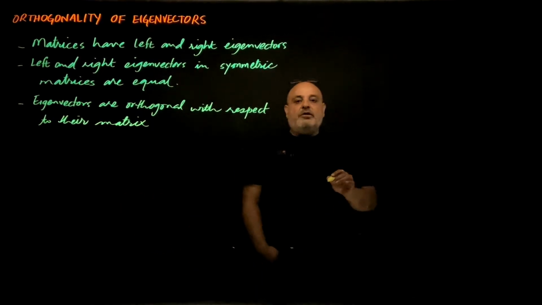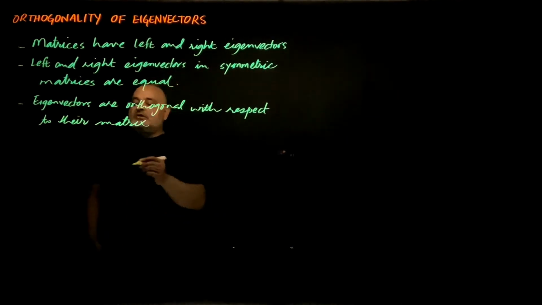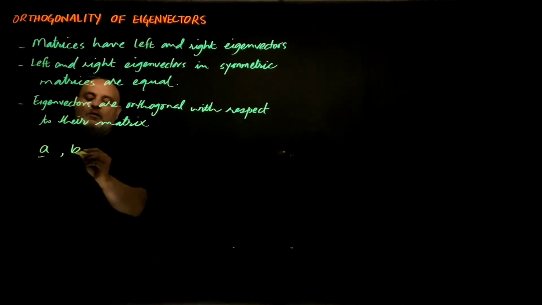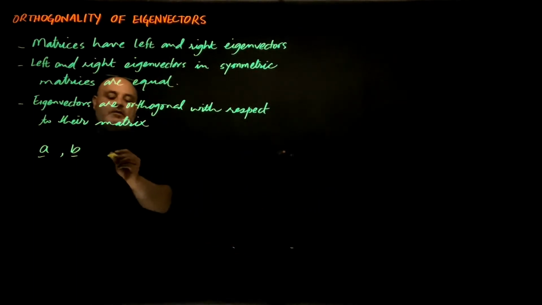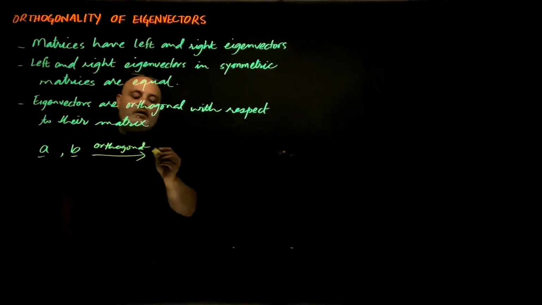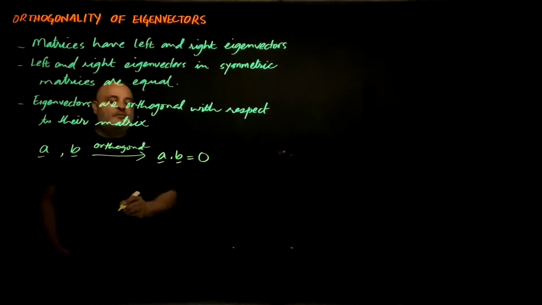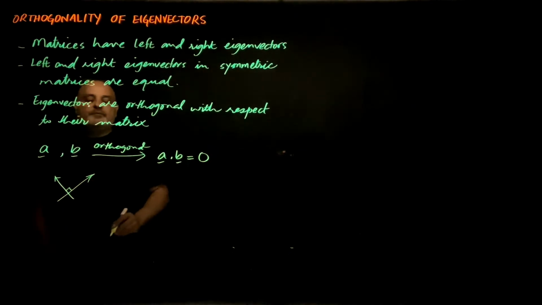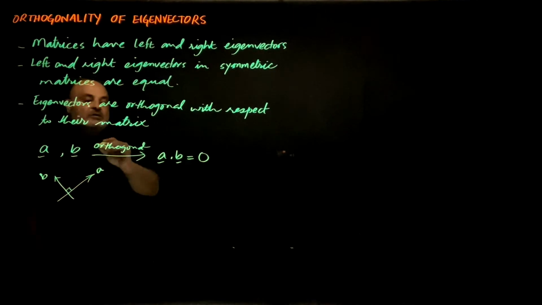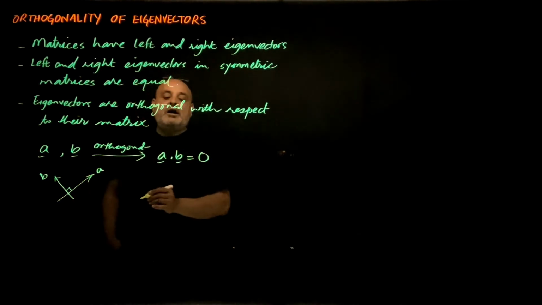What is orthogonality? For any vectors, let's say we have vectors A and B. What does it mean when A and B are orthogonal? It means that the dot product of these two vectors must be zero. Two vectors orthogonal in space, A and B, their dot product is going to be zero. But those are directly orthogonal vectors.